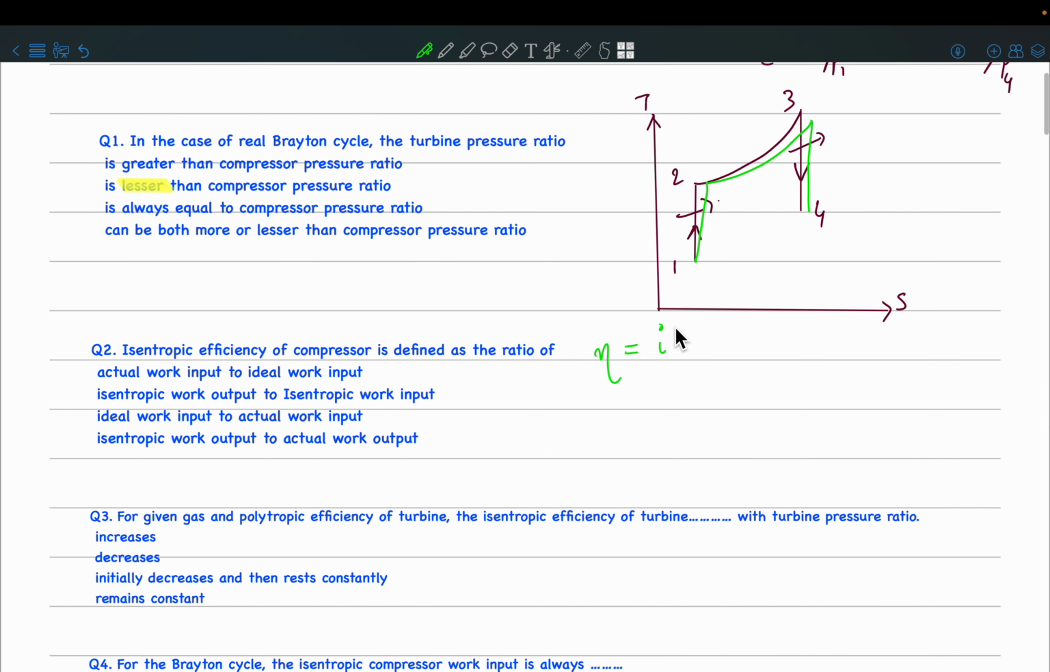So that's how we learned the definition, right? It is ideal by actual work input, and it is common sense. So in reality you will have to do more work to achieve the same pressure ratio, because the compressor will have some losses. So to achieve the same pressure ratio you will have to give in more energy, right? So what is the answer here? Answer is this option C, ideal work input to actual work input.